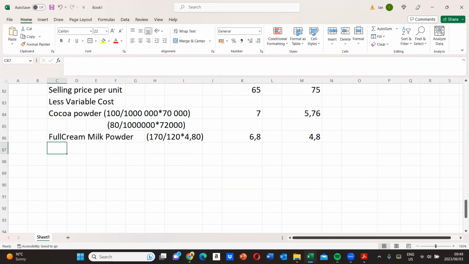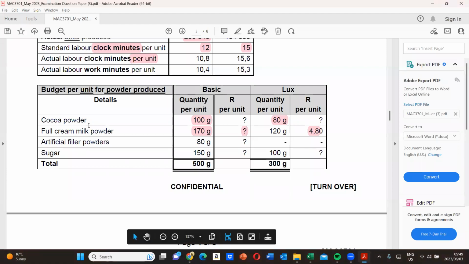Let's proceed to the next variable cost. We're done with full cream, and then we have artificial filler powders.